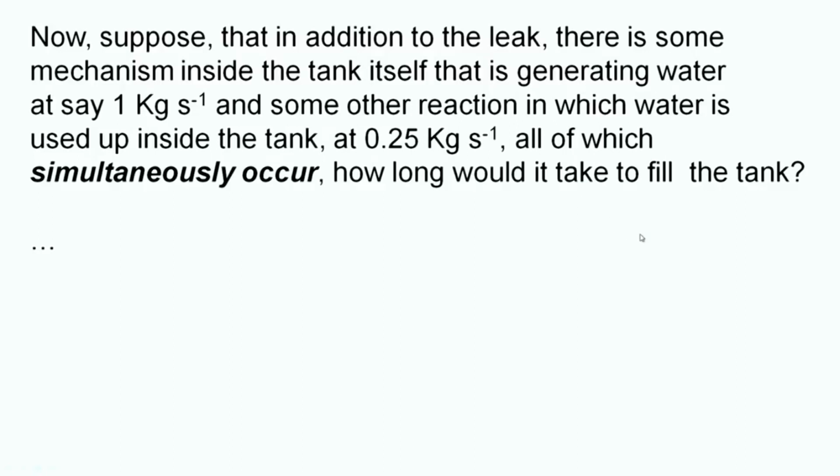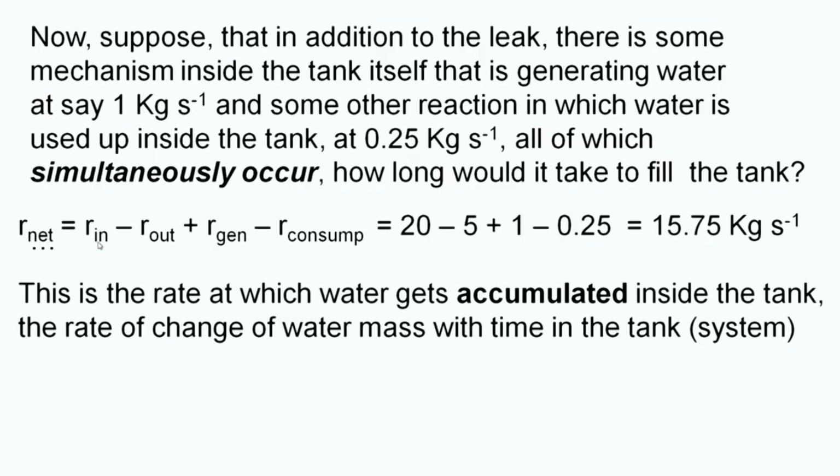You are comfortable with rates by now. So, you ask me what is the net rate. If I know the net rate, I can find that out. And how do you find the net rate? The net rate is rate of input minus rate of output plus rate of generation minus rate of consumption. Rate of input is 20 kilogram per second, rate of output is 5 kilogram per second, that we have already seen. Now, the rate of generation here, water is being generated at 1 kilogram per second, and it is being consumed by a reaction at 0.25 kilogram per second. Therefore, the net rate turns out to be 15.75 kilogram per second.